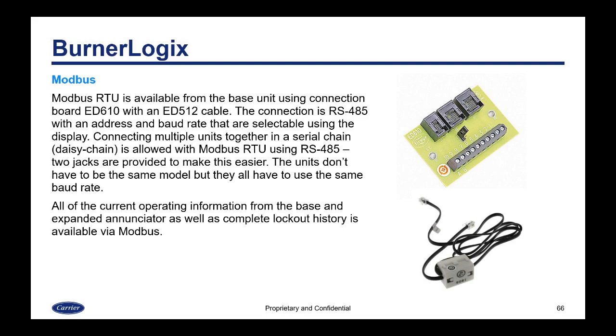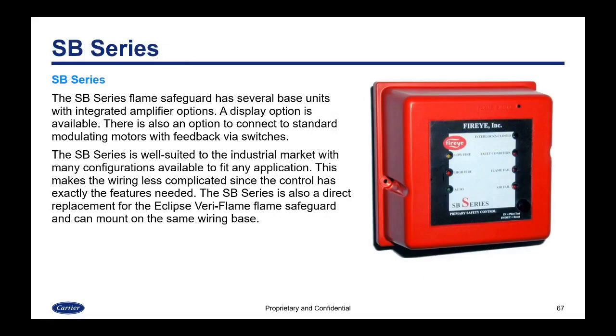Next, we have the SB series flame safeguard, which has several base units with integrated amplifier options, so they're built into the base unit. A display option is available. There is also an option to connect to standard modulating motors via feedback with switches. The SB series is well suited to the industrial market with many configurations available to fit any application. This makes the wiring less complicated since the control has exactly the features needed. The SB series is also a direct replacement for the Eclipse VeriFlame flame safeguard and can mount on the same wiring base.